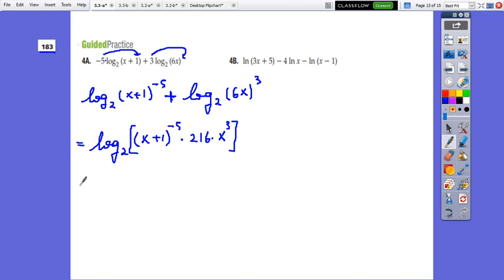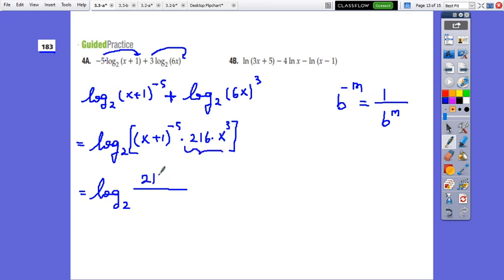Negative exponent, we convert into positive, so log base 2. Remember that b to negative exponent equals 1 over b to positive exponent. So because of this, I will put a fraction, keep 216x cubed on the top in the numerator, and this one I'll move down: x plus 1 all to exponent 5.